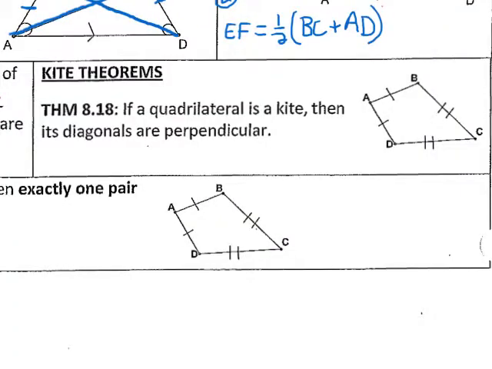Okay, and we've got a couple of theorems about kites. The first one is if a quadrilateral is a kite, then its diagonals are perpendicular. So I'm going to draw in the diagonals here from B to D and from A to C. And this theorem says that these diagonals form a right angle. I think you'd probably believe this just by looking at it. Okay, so they're perpendicular. And that's really all that theorem says.